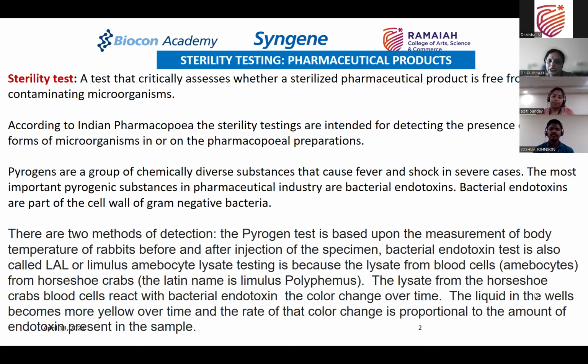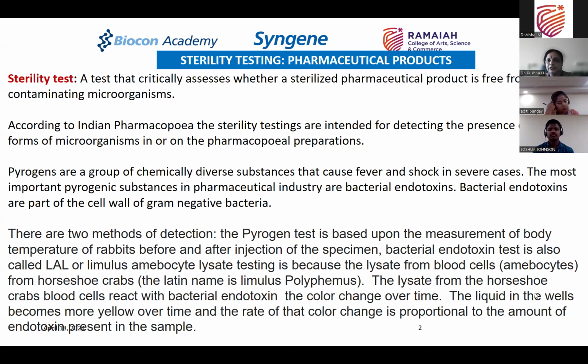If these pharmaceutical products themselves are not sterile, then what is the purpose of giving them? That is the reason pharmaceutical products should be sterile. In order to see whether these products are sterile or not, we have to conduct sterility testing. Okay, so the sterility test is what we are going to discuss in this particular class.